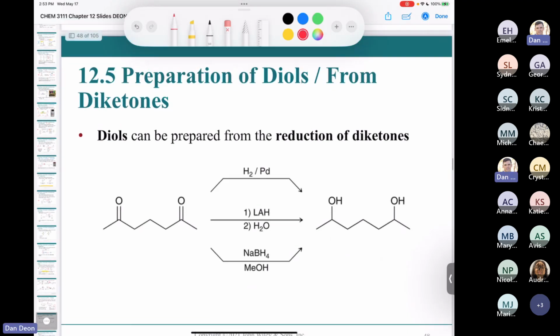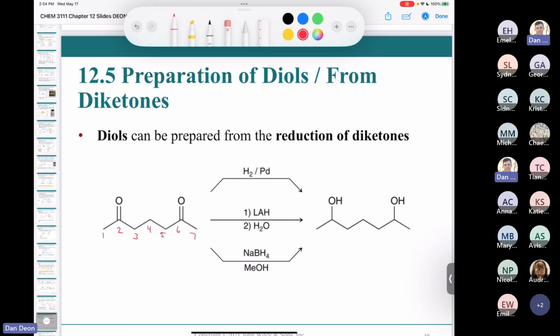Now, if you're wondering, how would I make a diol? You already know some ways to make diols. One way is to make it from an alkene and do a syn dihydroxylation or an anti-dihydroxylation, but we can also use reduction to make a diol. If we take a compound like this one here, we have 1, 2, 3, 4, 5, 6, 7. So you would call this 2,6-heptanedione.